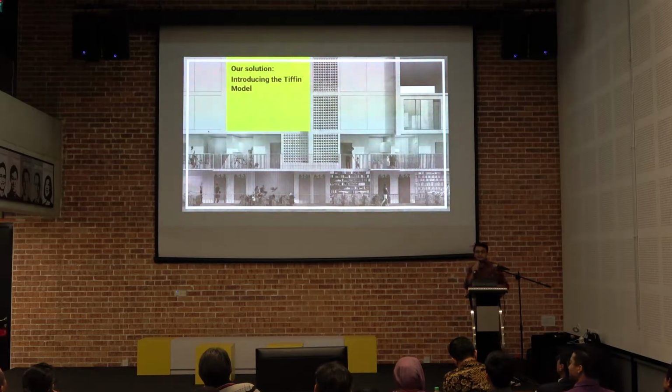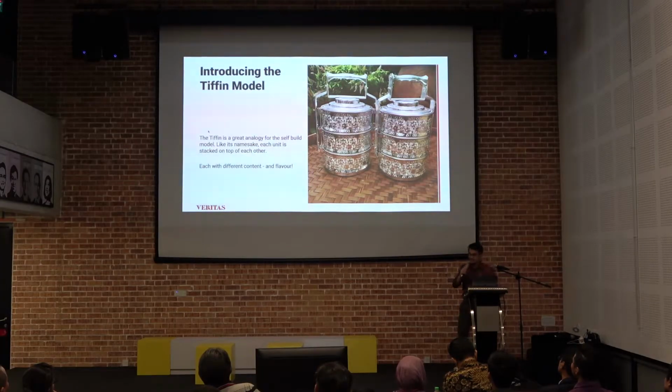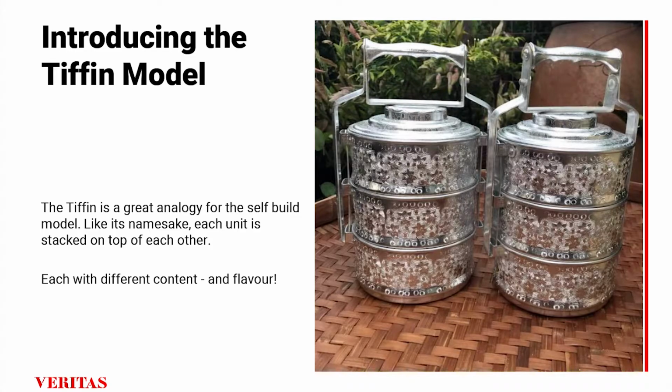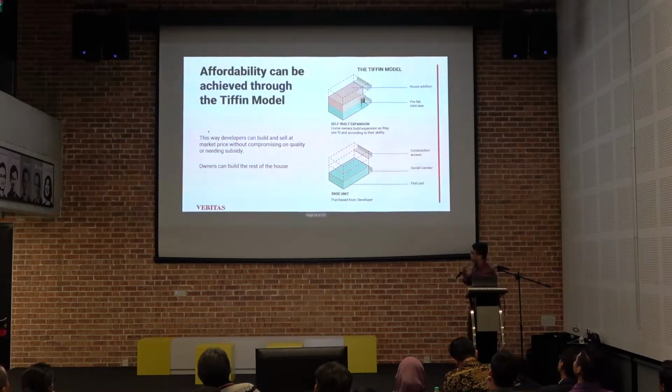So this is what we tried to present the other day, which is our tiffin model. Tiffin, if you don't know, mangkok tingkat, comes from Urdu, if I'm not mistaken. It is an analogy of what we're trying to do, building on top of each layer. And I think when you say tiffin or mangkok tingkat, people understand it as a shortcut.